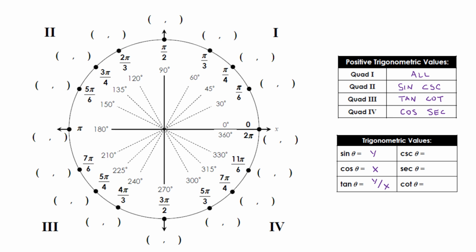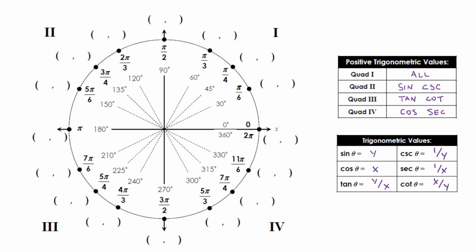Since we know sine, cosine, tangent, we can then identify cosecant, secant, and cotangent. Cosecant would be the reciprocal of sine, so that's going to be 1 over y. Secant would be the reciprocal of cosine, so that would be 1 over x. And cotangent would be the reciprocal of tan, so that would be x divided by y. Okay. So now that we have all of this key information, let's complete our unit circle.